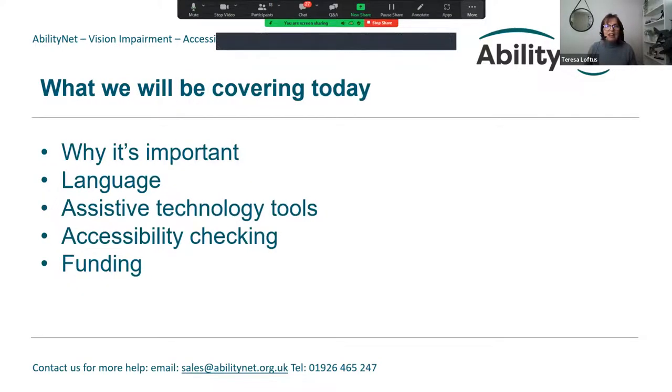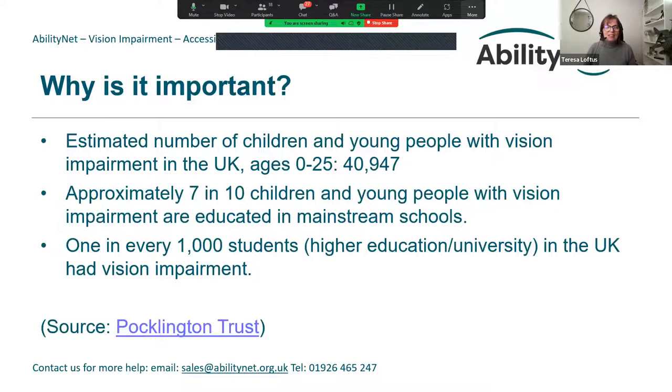So on to the next slide. Today this will be a whistle-stop tour of why it's important to be accessible and inclusive. We'll speak about the language we use around visual impairments, introduce you to some of the assistive technology tools, speak about accessibility check-in, and provide information with regards to funding as well. So Alex, next slide, over to you.